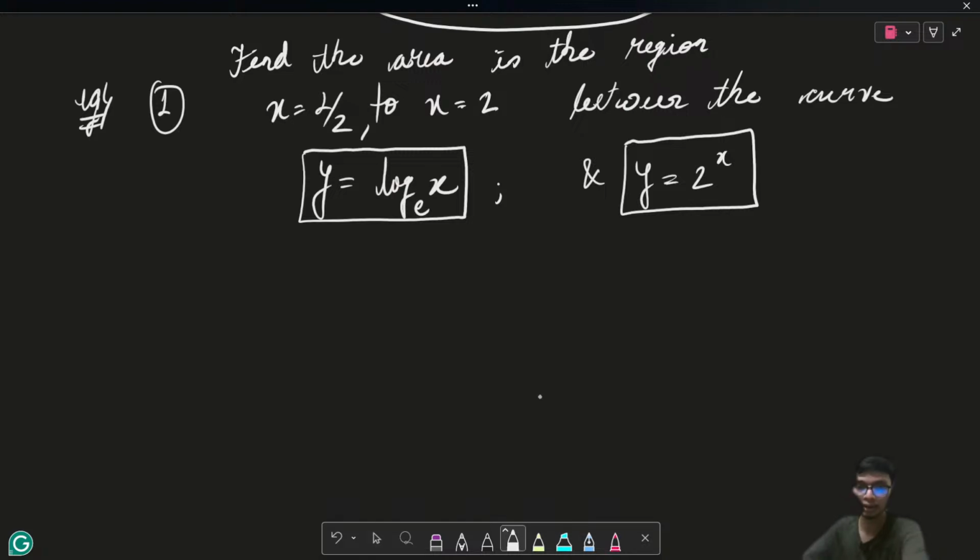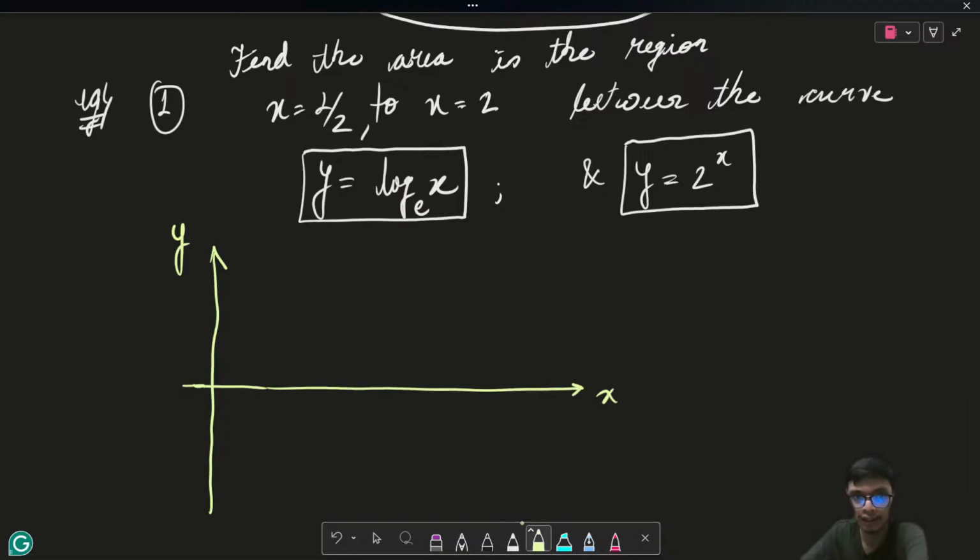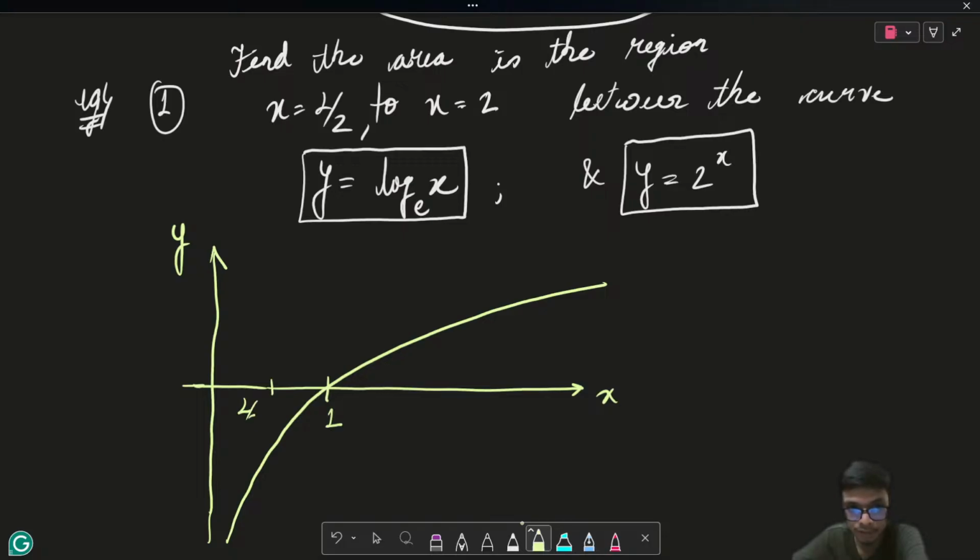So let me try to draw the functions. I know these are pretty simple functions. First of all, I'm drawing the curve y is equal to natural log of x, right? I know the natural log of x, the base is positive, here it is e, which is 2.71, an irrational number, so I'm only telling it up till 2.71 something. So it is basically like this, where at x equals 1 it is equal to 0, but we have to go from x equals half to x equals 2, right?